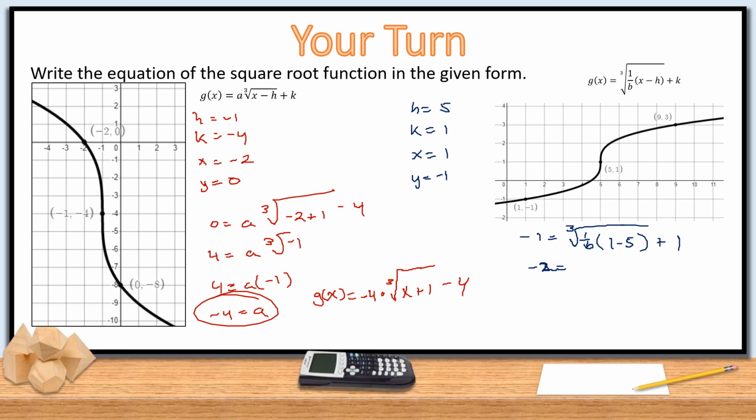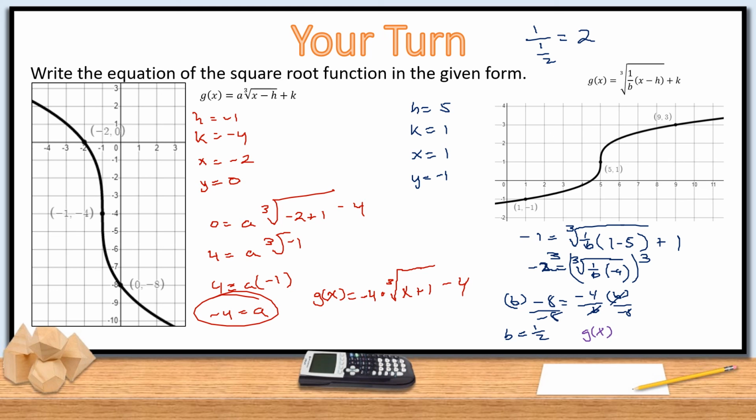So minus 2 is equal to, we've got cube root of 1 over b times minus 4. So we're going to cube both sides. So minus 2 cubed is minus 8. And inside here, we're going to be left with minus 4 over b. So multiply by b on both sides. So we get minus 8b is equal to negative 4. Divide by negative 8. So those negatives are going to cancel, and 4 divided by 8 is a half, so b is a half. So if I do 1 over a half, that's going to be equal to 2. So in that 1 over b spot, I'm going to put a 2. So final answer, g of x is equal to the cube root of 2 times x minus 5 plus 1.